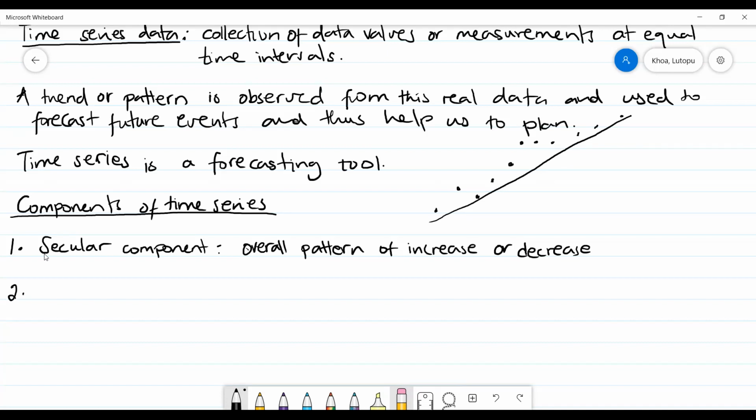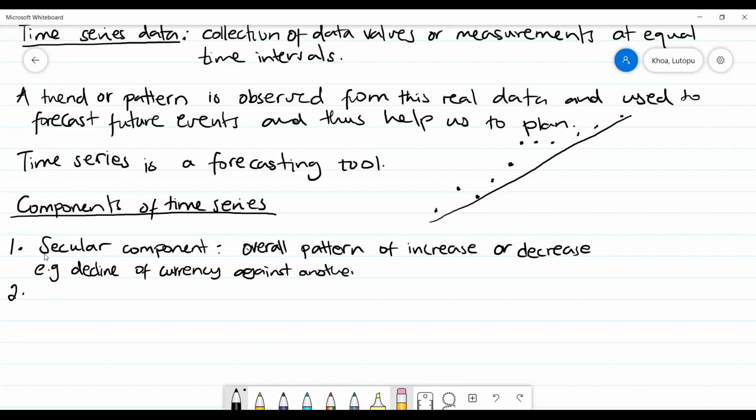Then number two, okay, so let me just give some examples of this. We can have the decline of a currency against another.